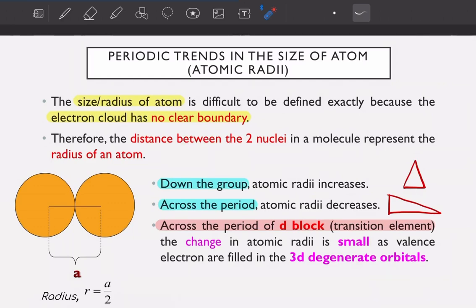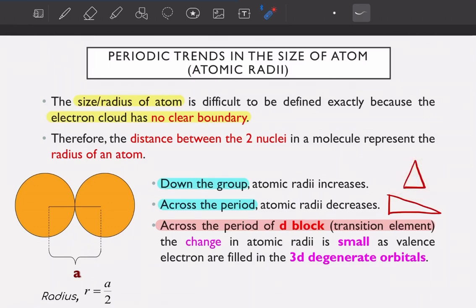Generally, down the group in your periodic table, the atomic radii will increase. That means the size of your atom down the group will increase, getting bigger and bigger. A way to remember is to think of a hill or a mountain: going down the hill, it gets wider, so your atom size gets bigger.